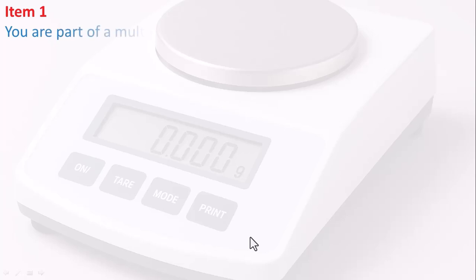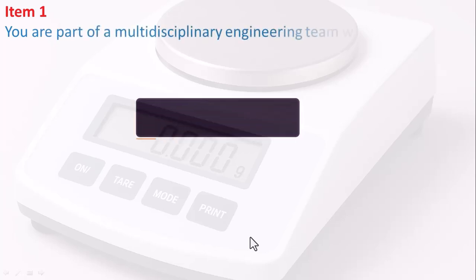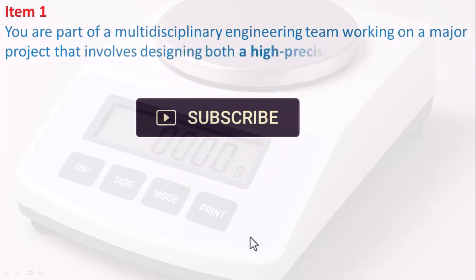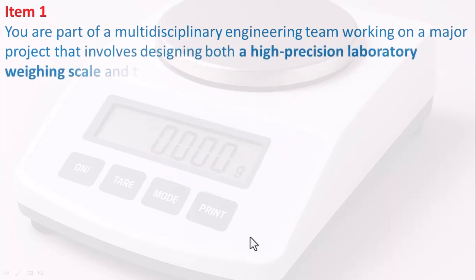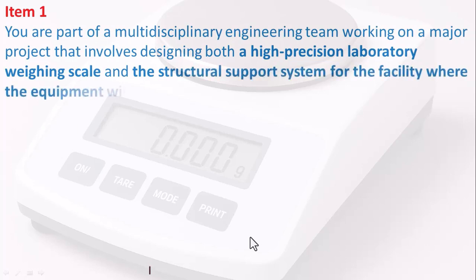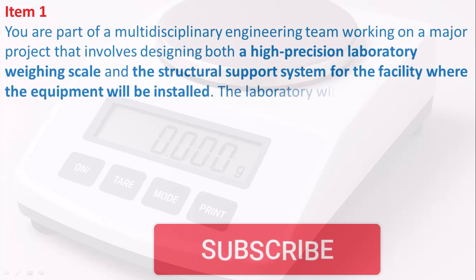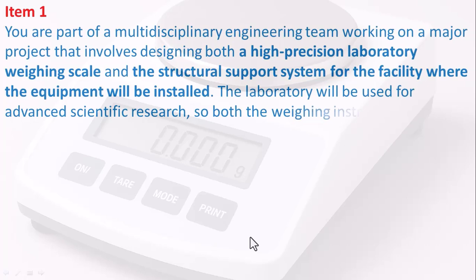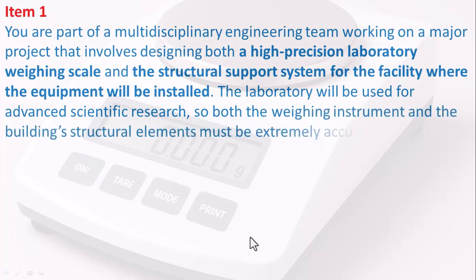Item 1. You are part of a multidisciplinary engineering team working on a major project that involves designing both a high-precision laboratory weighing scale and the structural support system for the facility where the equipment will be installed. The laboratory will be used for advanced scientific research. So both the weighing instrument and the building's structural elements must be extremely accurate and reliable.